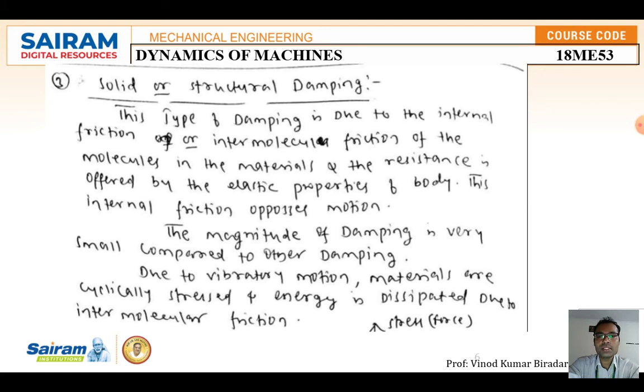Just remember that the loss of energy that takes place in a molecular material is called solid or structural damping. The magnitude of this damping is very small compared to the other three cases we studied previously. Due to the vibration motion, the material's cyclic stress energy is dissipated due to intermolecular friction, due to the force, that is, stress. This is called solid or structural damping.